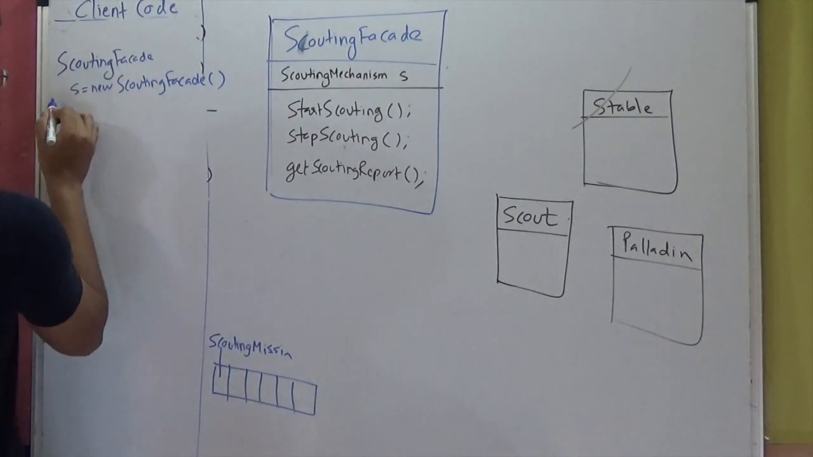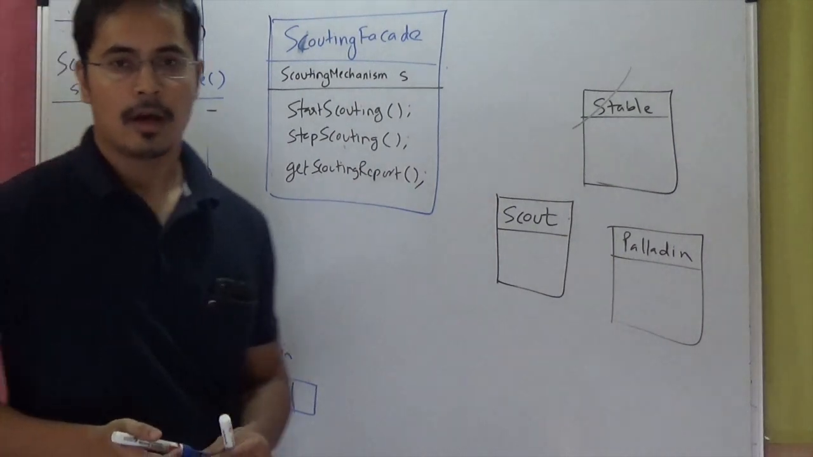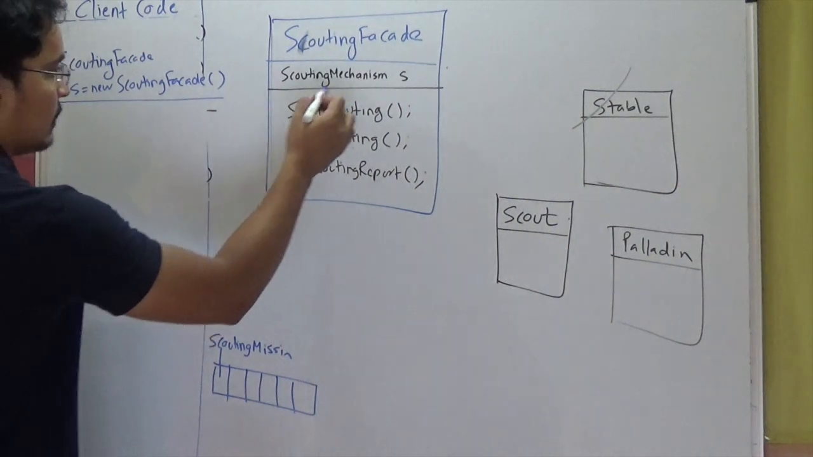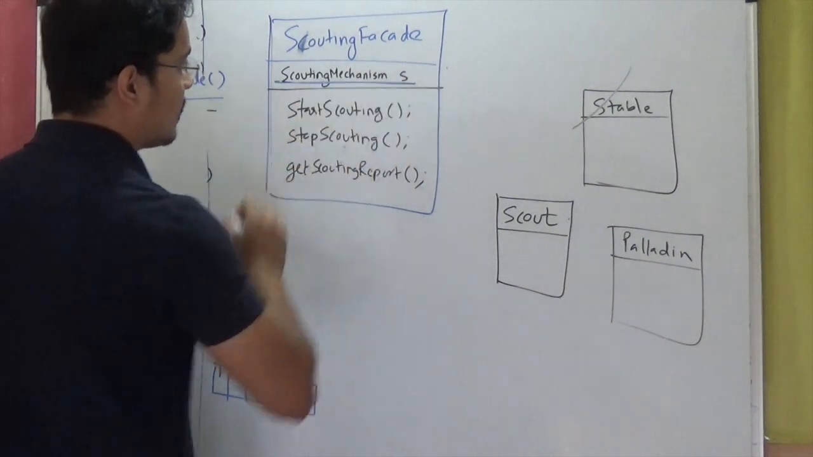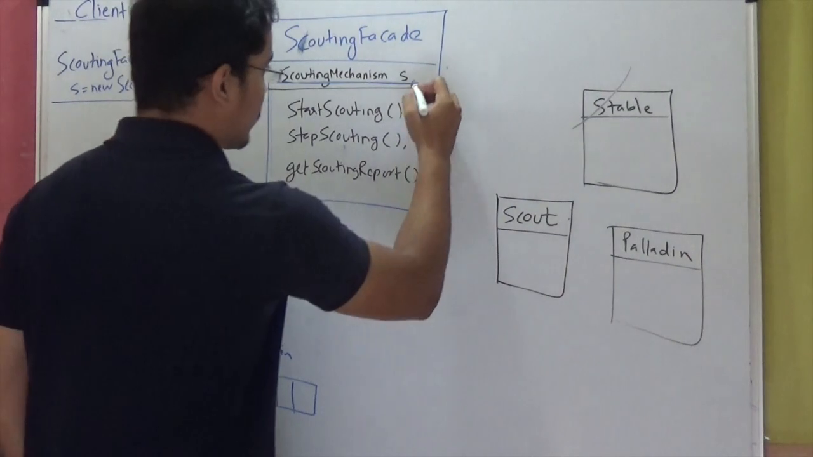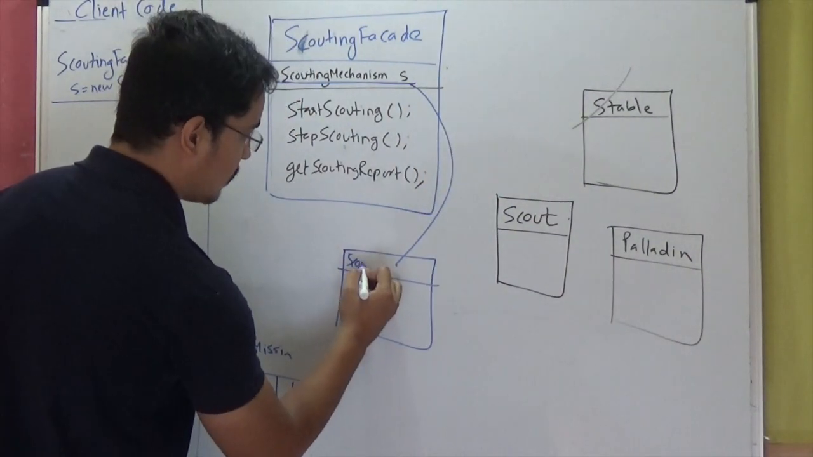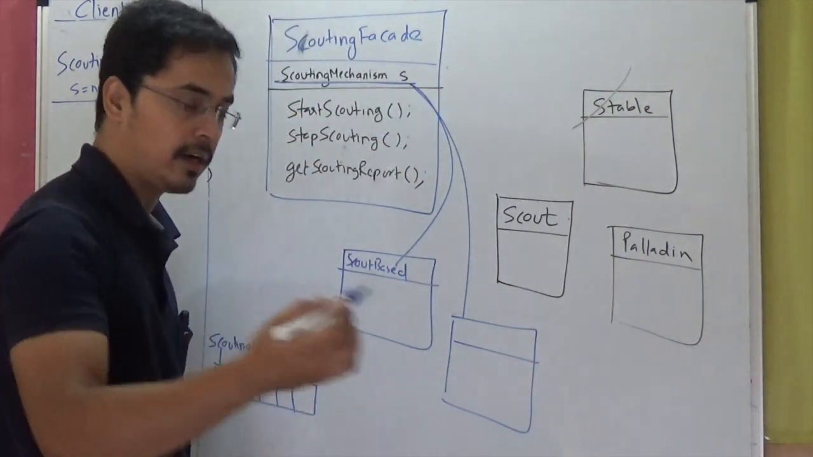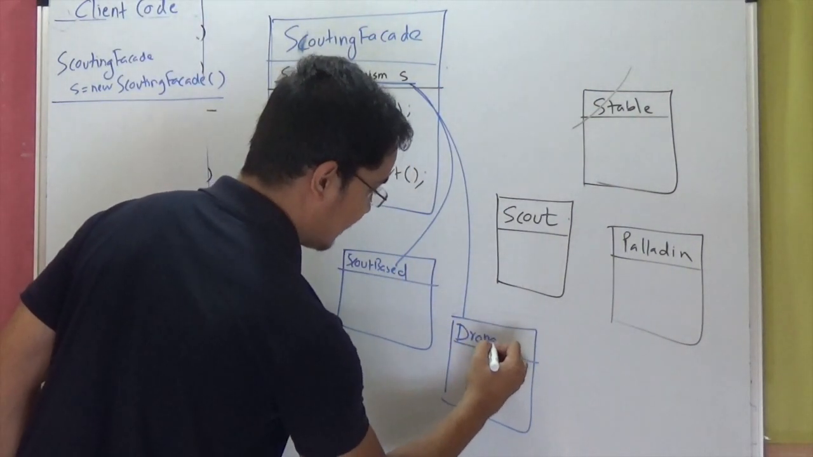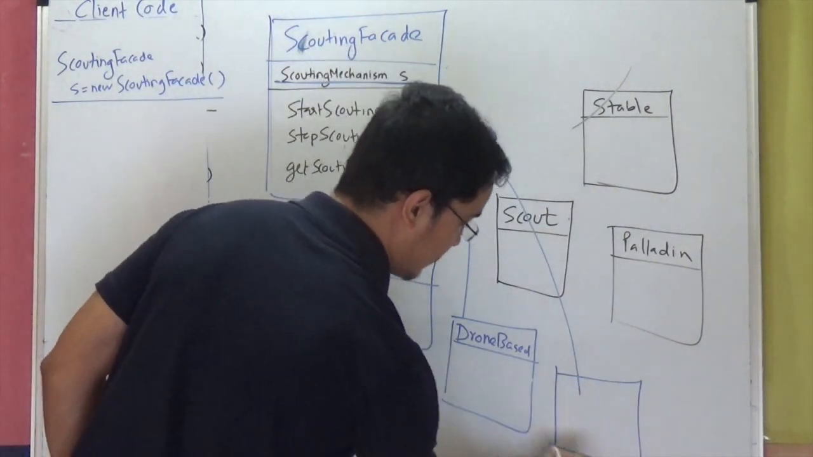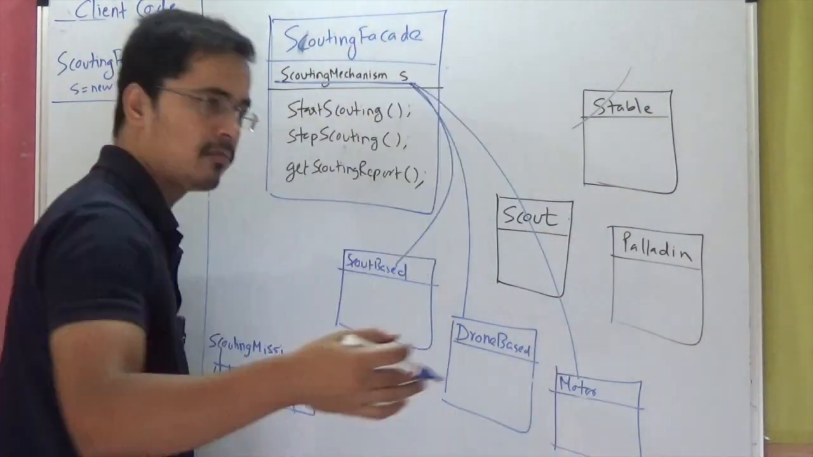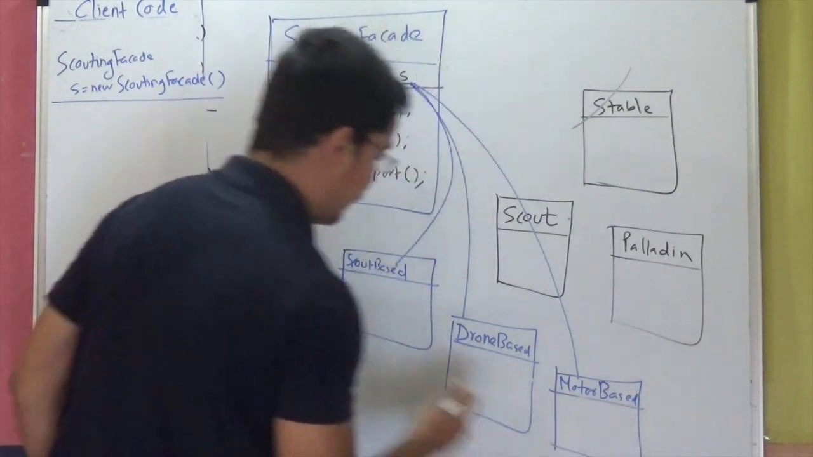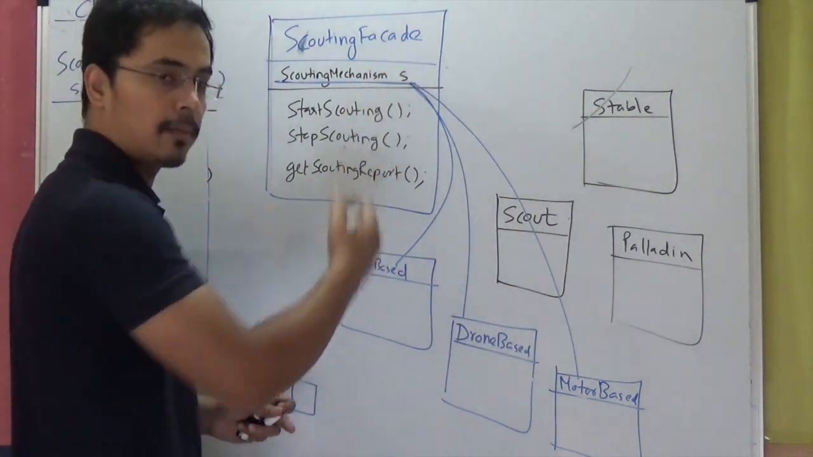So why am I talking about them? Once you create this scouting facade object in your client code, according to the era the player is in, the scouting facade will generate a concrete implementation for this composed scouting mechanism. So scouting mechanisms could be scout based. If you're in the modern era, it could be drone based. It could be motor based, like vehicles, not so modern, but a Newton era. So motor based scouting.